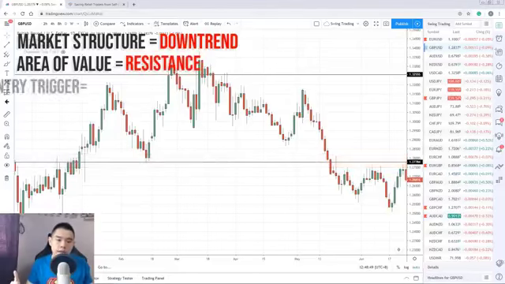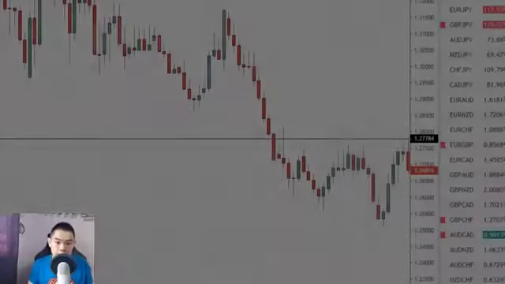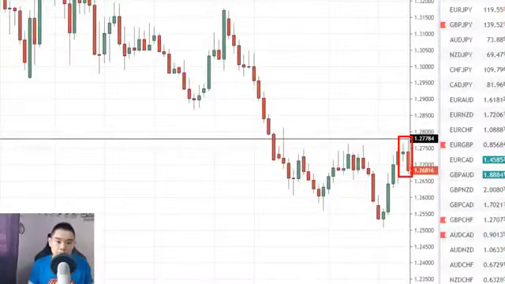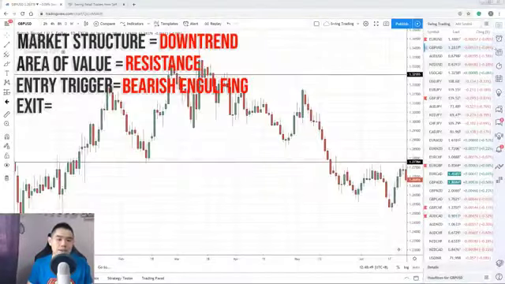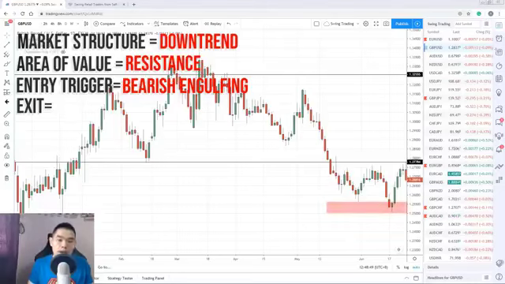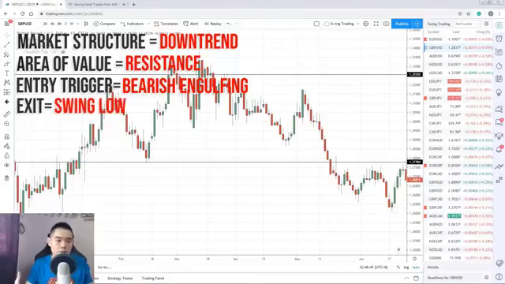E, entry trigger. Is there a valid entry trigger to go short? From what I'm seeing, there is a bearish engulfing pattern over here. Let's call it B. Exits. Is there a valid place for you to exit your trade? Again, this is a potential swing low, a minor area of support where you can look to exit your trade. So let's call it S, swing low. So you can see that this is how the formula works. Instead of trading candlestick patterns in isolation, you apply this formula to make sure that all the other factors are lined up.